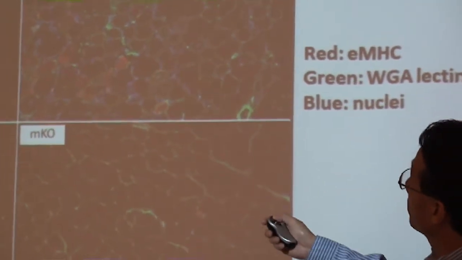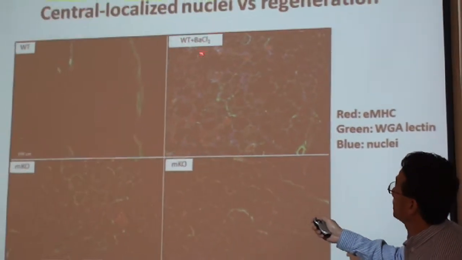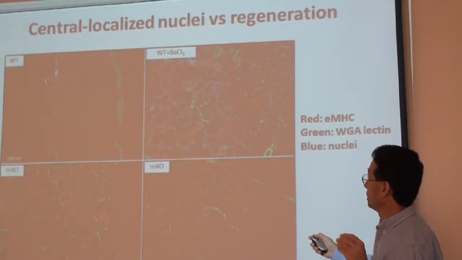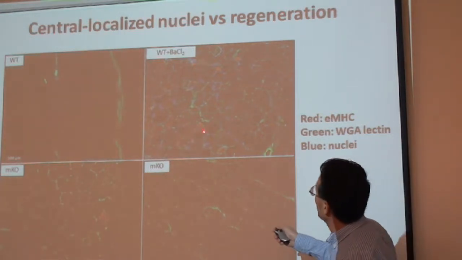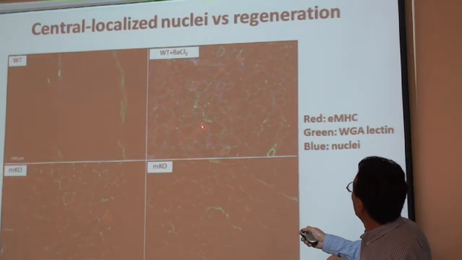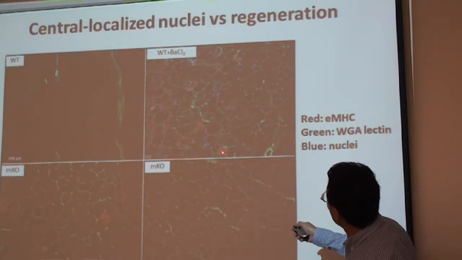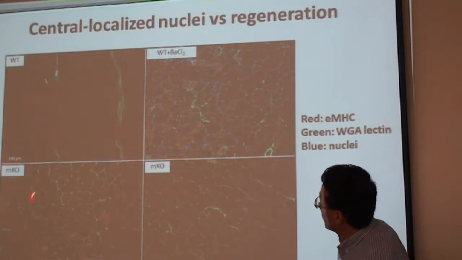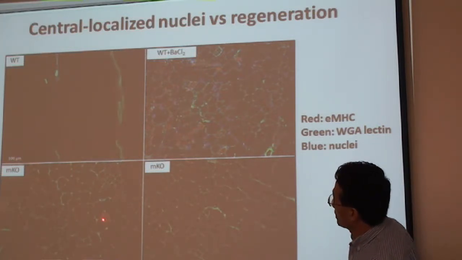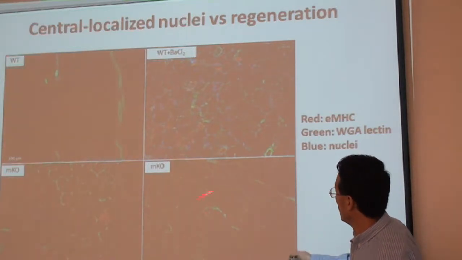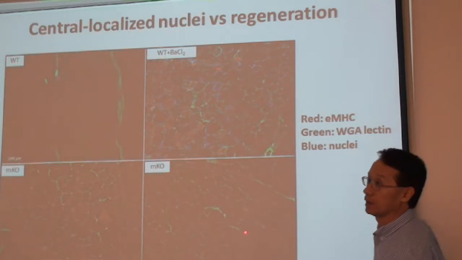This wild type was treated with barium chloride, which damages the muscle and is a classic muscle damage and regeneration agent. You'll see most of the regenerated fibers colocalize the EMHC and centrally localized nuclei. However, in the knockout mouse, you only see very few of the centrally localized fibers expressing the EMHC. The majority of them do not express EMHC, which indicates they are not immature, undifferentiated fibers.